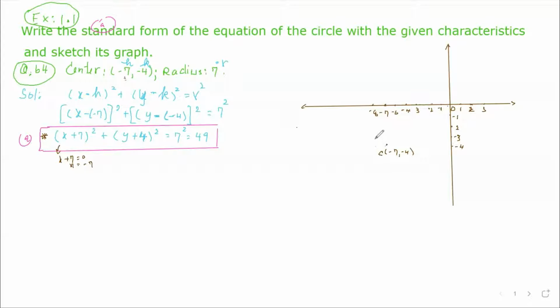Now, how do we sketch the graph? When we get the center point, then the radius is what? 7. That means you have to leave this 7, not 49. 49, you have to take the root because this is r squared from the formula here. So you take the square root, 49 becomes 7. So radius 7, how to do it? This is x, -7, and this -4 is y, right?